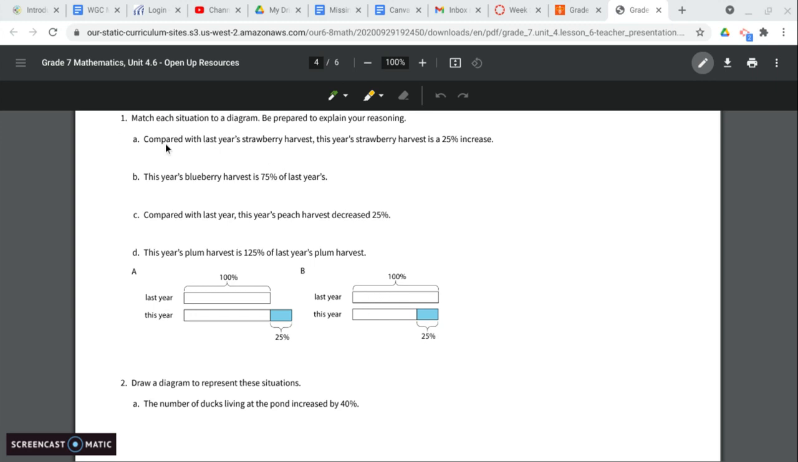So based on the statement, compared to last year's strawberry harvest, this year's strawberry harvest is a 25% increase, which means it's getting bigger. So this would be diagram A. Actual is 125% of the rectangle for last year.